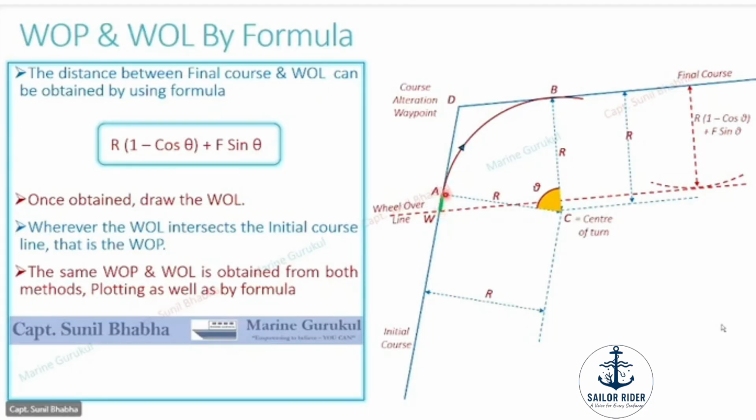So in situations where the curved path is not required, the wheel over line and the wheel over point can be identified using this formula and plotted on our chart. This will allow us to have a reference point available to us. We can start our alteration at this particular point, and it will ensure that we reach our final course with zero cross-track error using the concept of wheel over point.